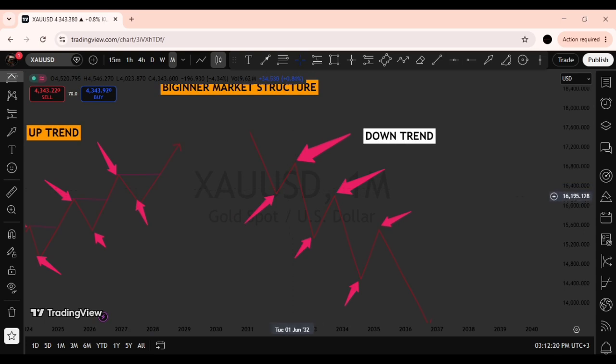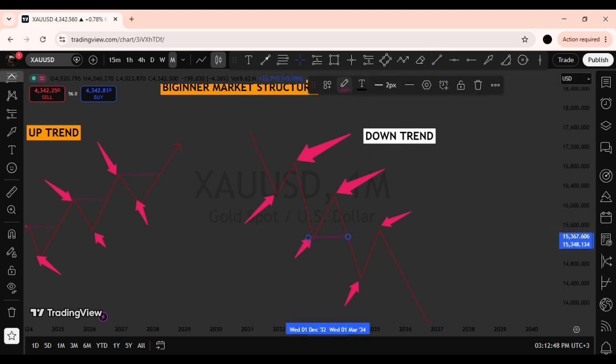Where does the break of structure happen? In an uptrend, it happens when it is forming a higher high. In the downtrend, it happens when it is forming a lower low. Because here in the downtrend, we have to see the lowest low. So this is a lower low. We could see a lower low here.